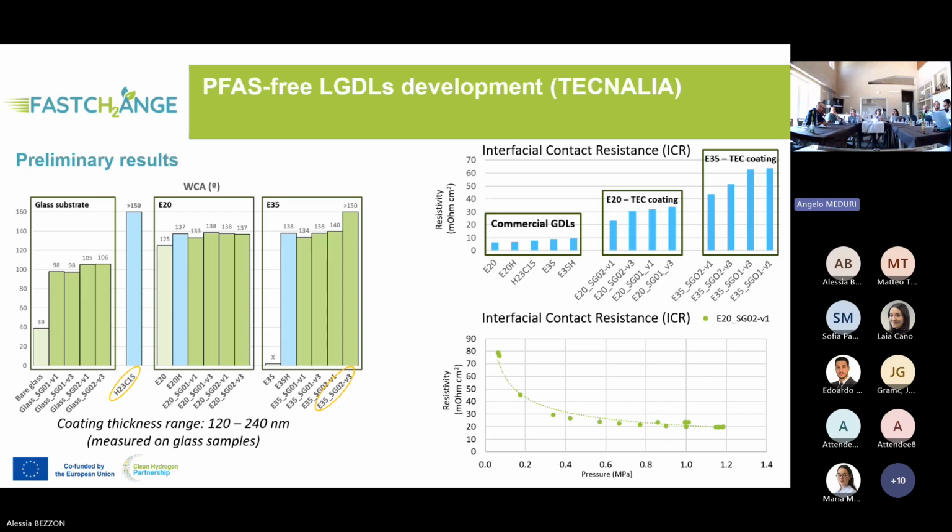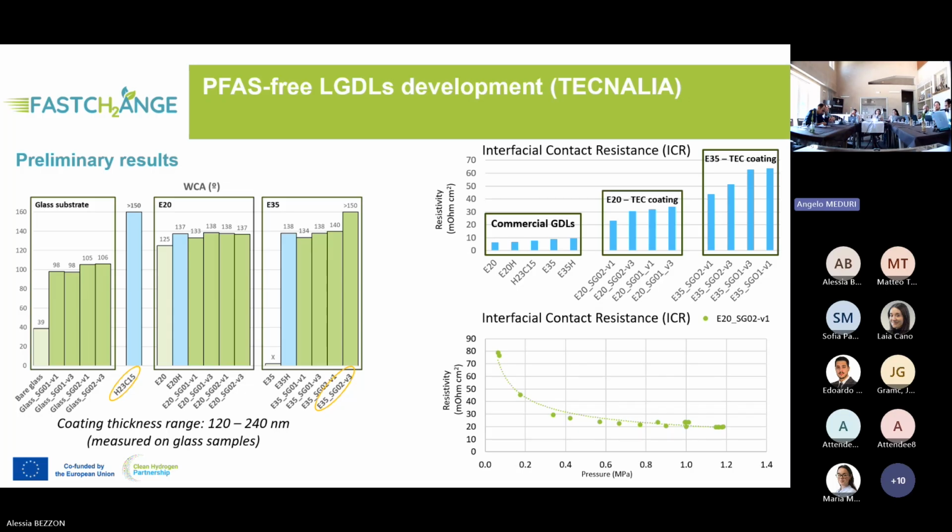GDLs coated either with microporous layers or with Teflon. And then the green ones are our coating. So in all cases, you see that with two types of carbon papers, E20 and E35, we get hydrophobic conditions. In the case of the E35, the base carbon paper is completely hydrophobic, and we do see an increase. And then the coating thickness we checked is around 100 to 200 nanometers.